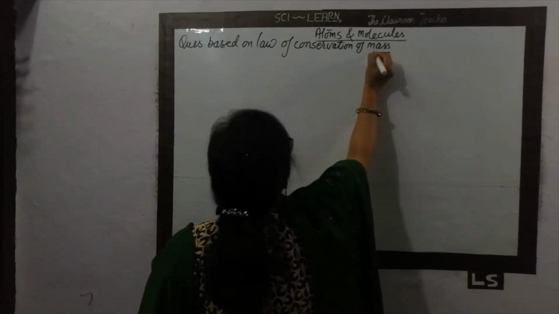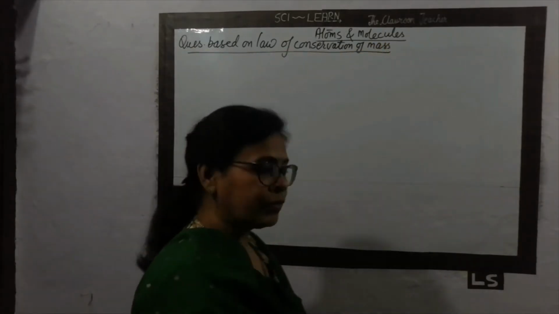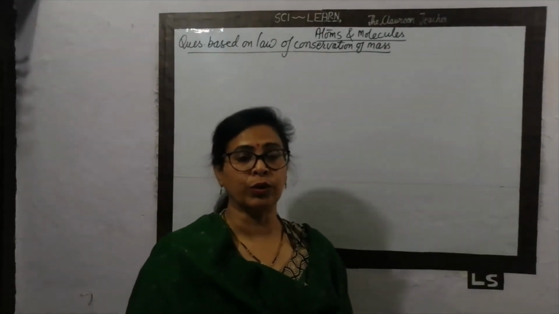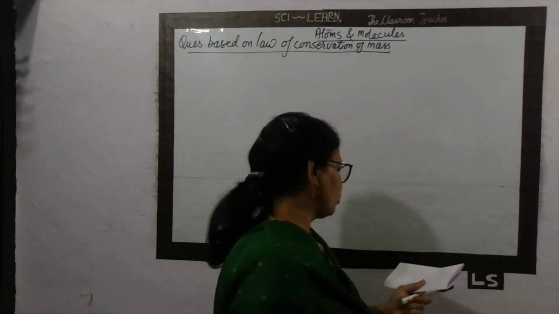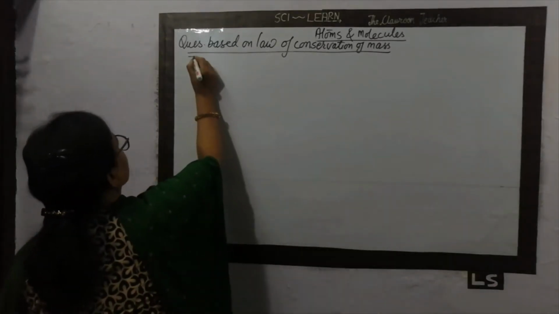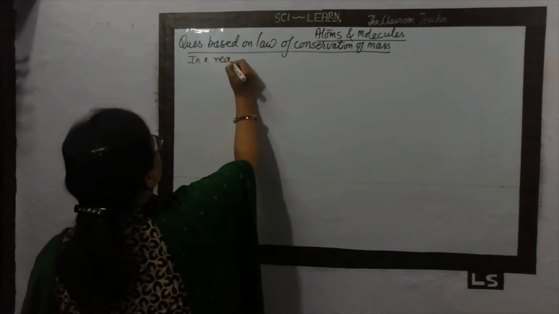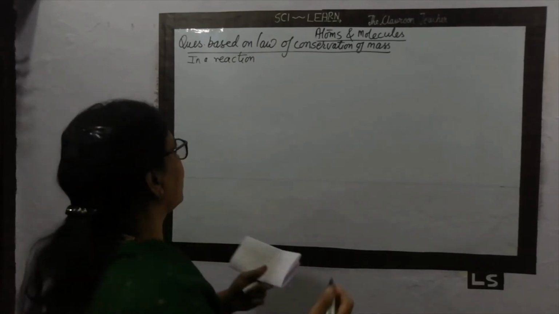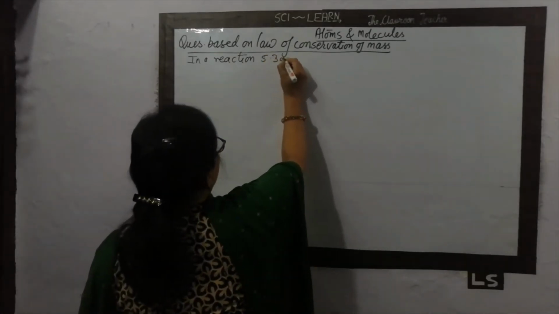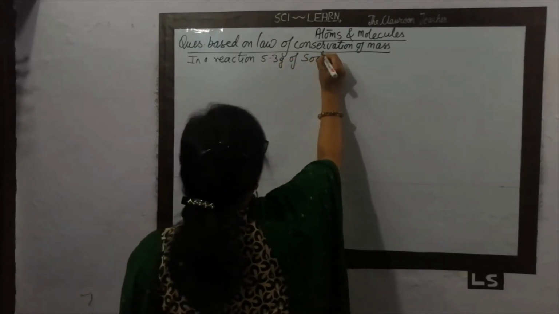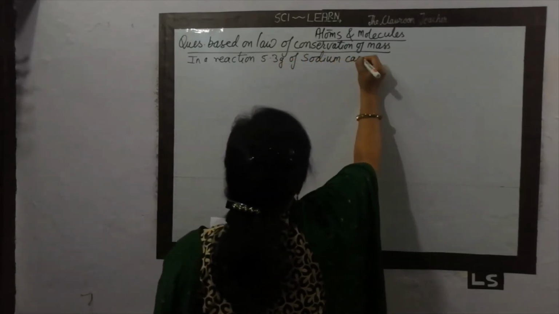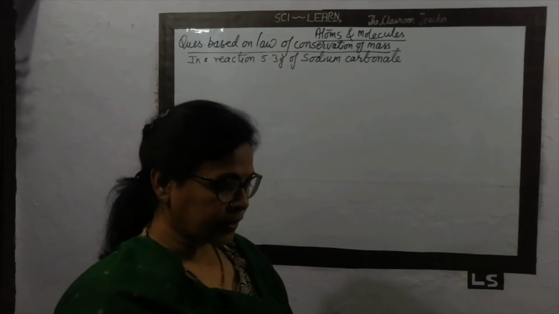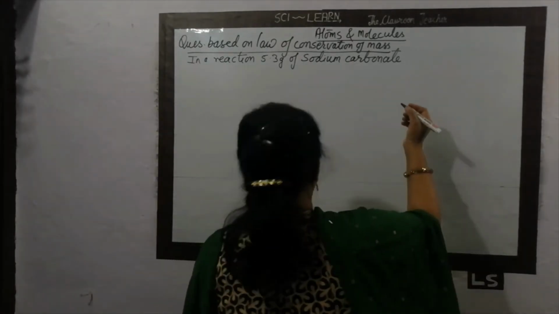Now you know very well what the law of conservation of mass is: in any chemical process, any chemical reaction, the mass of the product is always equal to the mass of the reactant. Now let's write one question. In a reaction, 5.3 gram of sodium carbonate were reacted with 6 gram of ethanoic acid solution.